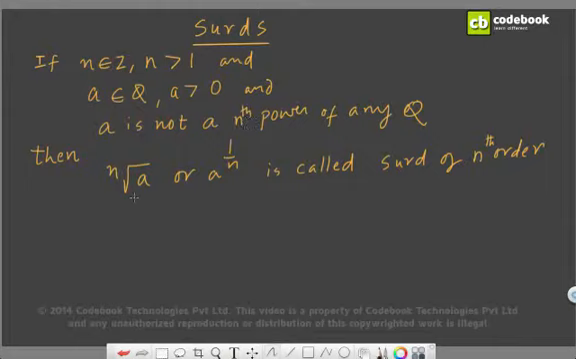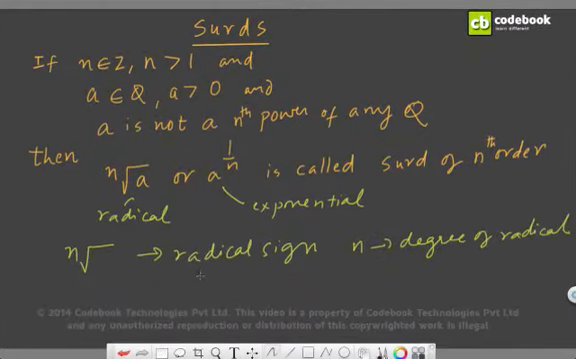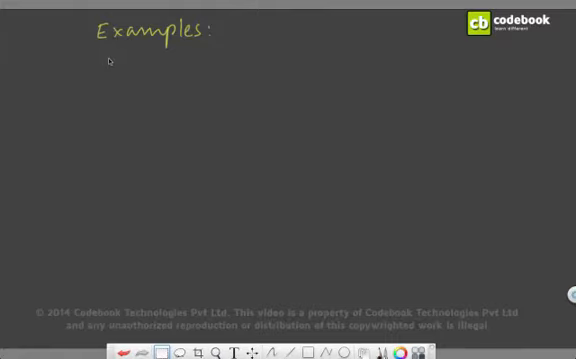Nth root of a is called the radical form of a surd and a power 1 by n is called the exponential form of a surd. Also, the nth root symbol is called radical sign, n is called degree of radical, and a is called the radicand. So now let's work through some examples to understand surds.